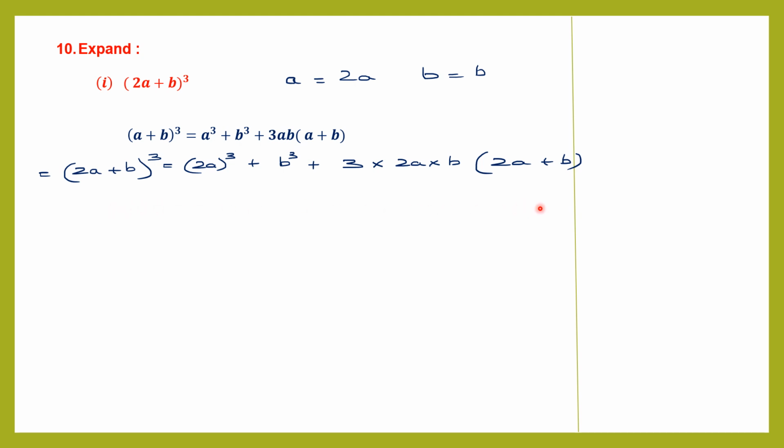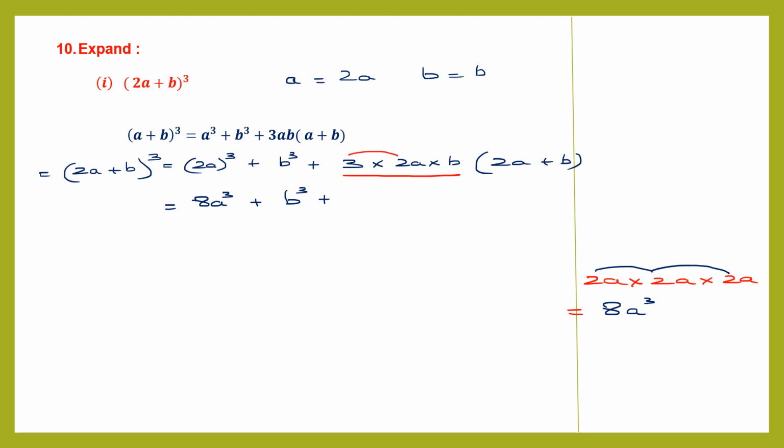Now let's work this out, simplify this. So here we are having 2a the whole cubed. So 2a the whole cubed means 2a into 2a into 2a. That is 2 into 2 into 2. 2 twos are 4, 4 twos are 8. A into a into a is 8a cubed. So let's write that 8a cube plus b cube will remain as it is, b cube plus, now we have to work this one out.